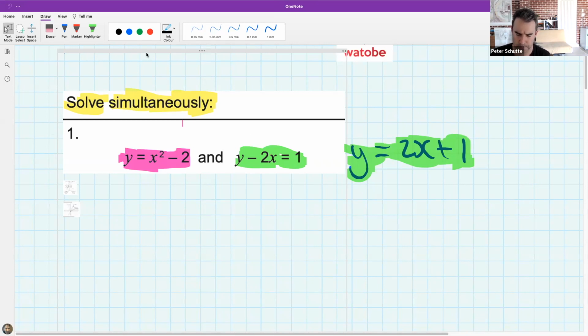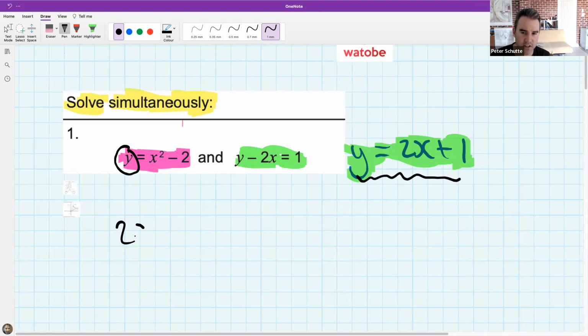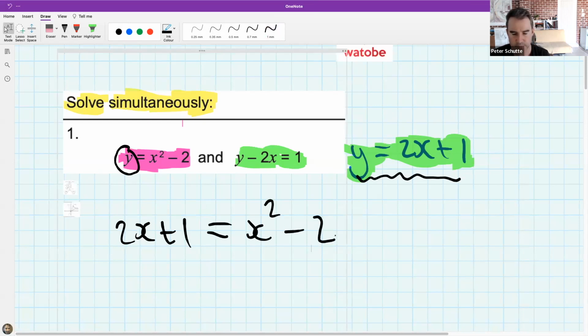Okay, so I'll get you in a moment, hearties. I just want to do this first step. So the first step is making the y the subject of the formula. Then I sub it into the pink one. And what I'm going to get is I'm replacing this y with the y over here. And so I get 2x plus 1 equals x squared minus 2.